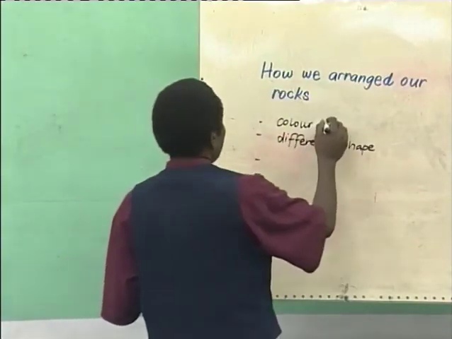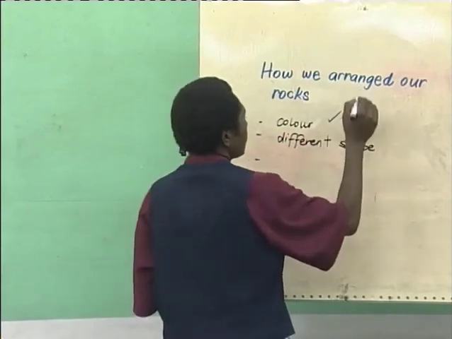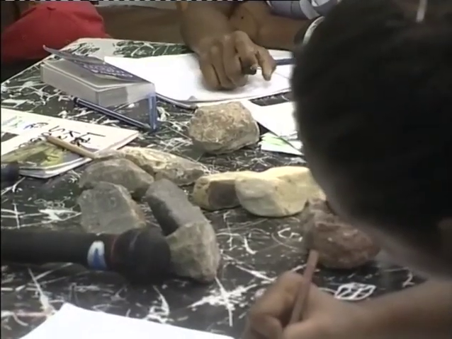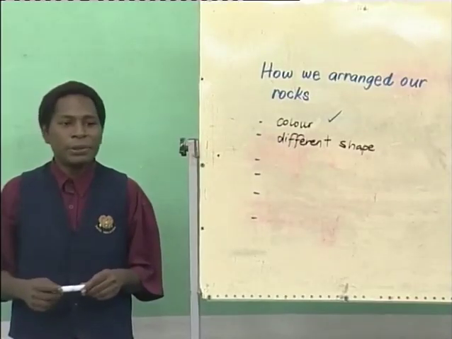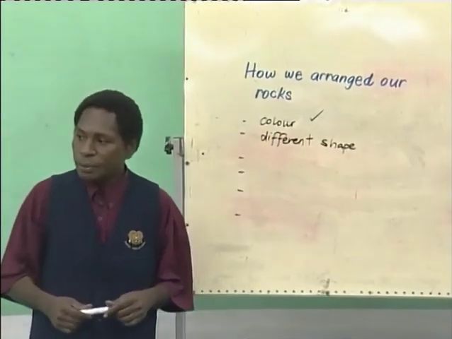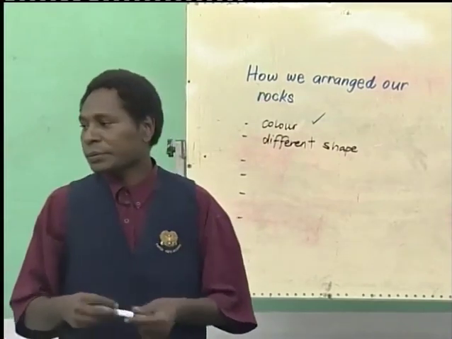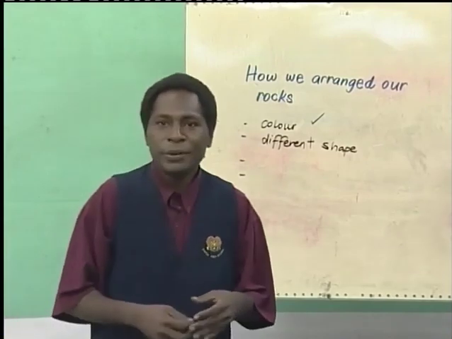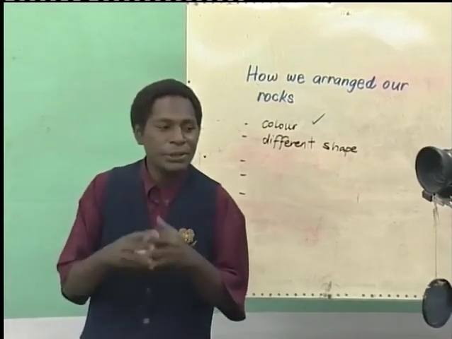We group the stones according to the color. Okay. We group the stones according to the colors. According to their colors also. Okay, we have another one here, grouped according to their colors. Another group. Good. Robert, we will come to you. Let's hear from this group. Nora, your group. How did you group your rocks or arrange your rocks?